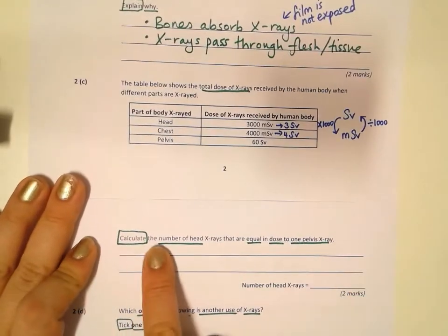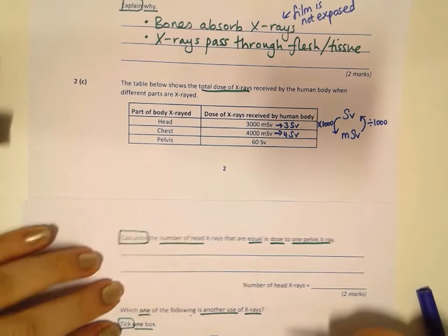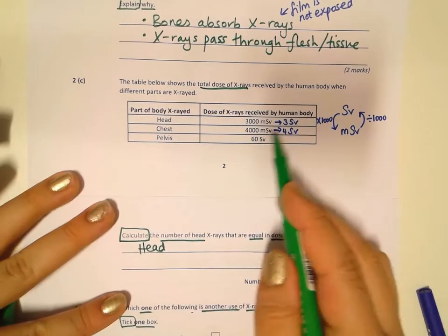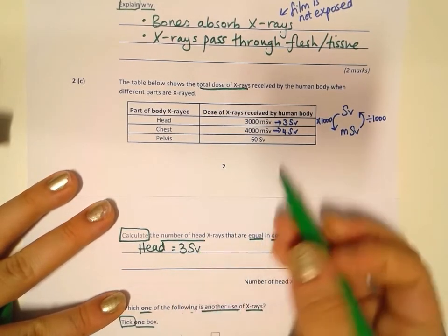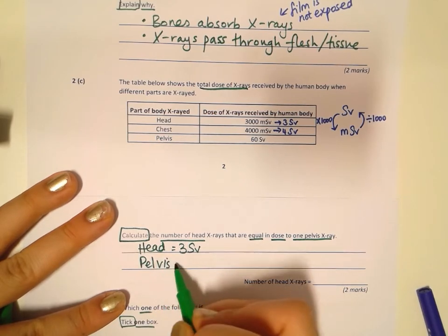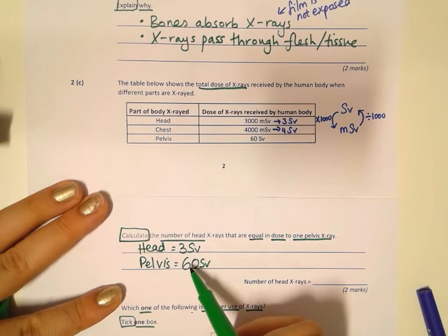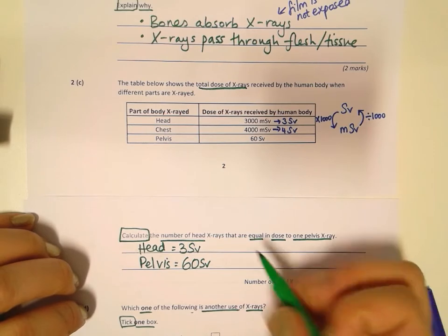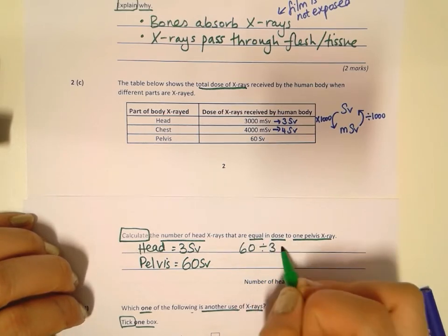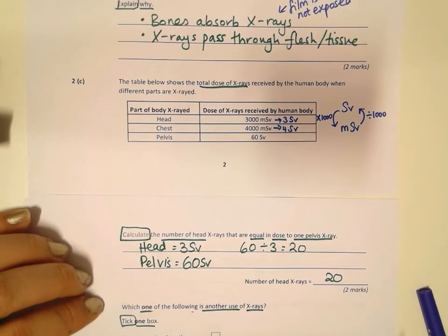The next question linked onto that says here to calculate the number of head X-rays that will equal the dose of 1 pelvis X-ray. So we write this out again. The head X-ray, we see 3 sieverts, whereas the pelvis X-ray 60 sieverts. So how many head X-rays do we need to equal the amount of pelvis? Well, very simply, you do 60 divided by 3, and the answer is 20, and it's 20 times. There are no units because it's just the number of times.